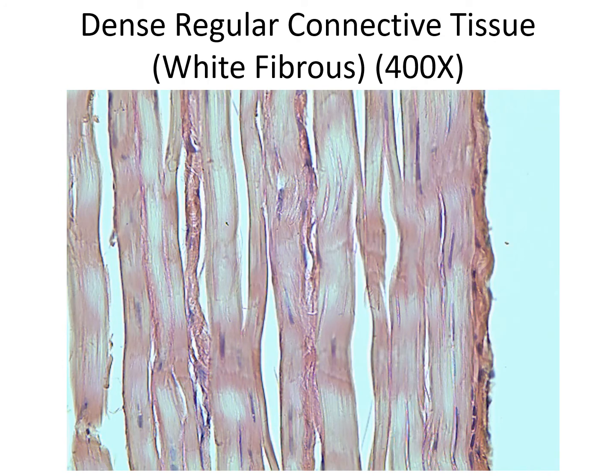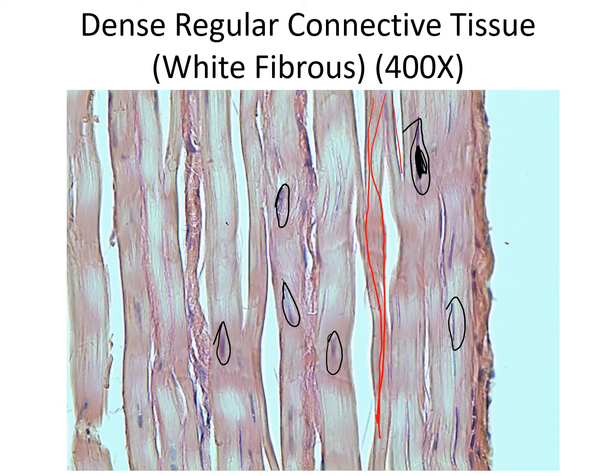This is dense regular connective tissue. And here's the cells. This one cell, another cell. Don't confuse this one with muscles. So here are our fibroblast cells. And this is the nucleus of a fibroblast, right? Here's the nucleus. And here are our collagen fibers. Let me take a red one. So here are the collagen fibers. And they all run parallel to each other in one direction. So that's why it's called dense regular connective tissue. Okay.